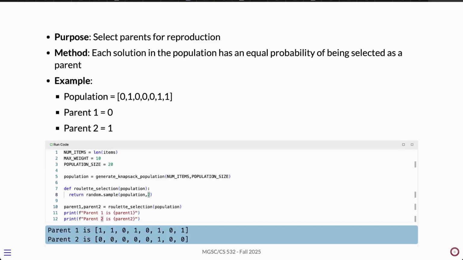Some advantages of roulette selection include that it's very simple and it also maintains maximum diversity. So, even poor solutions have a chance to contribute to the next generation.